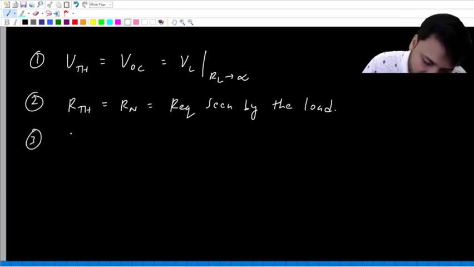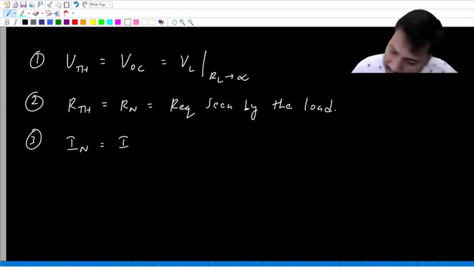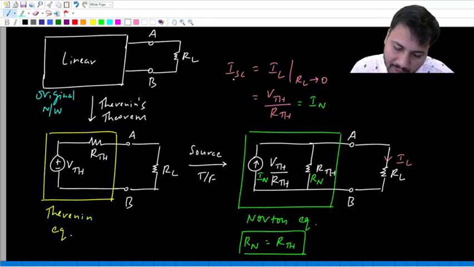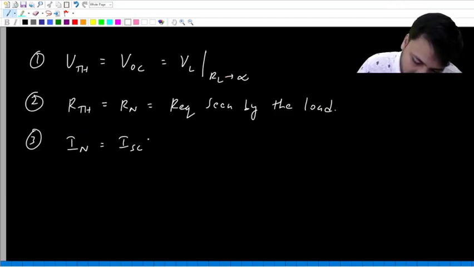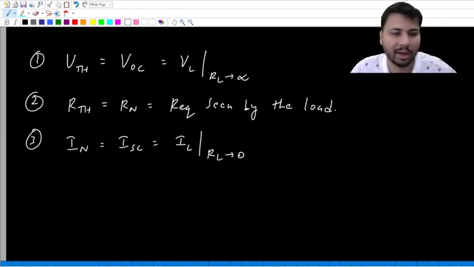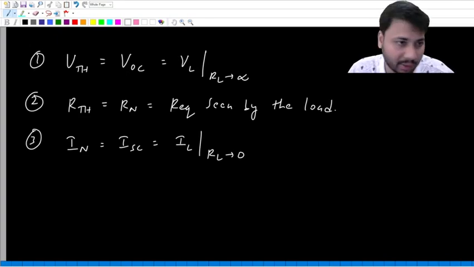The third quantity is the Norton current, which is the same as the short circuit current. So IN equals ISC. And short circuit current means the load current IL when the load becomes a short circuit, that is, when RL tends to 0.